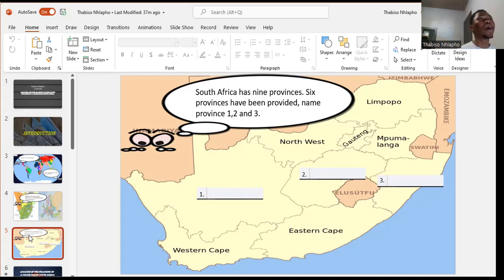Okay, Pule said, congratulations, Pule, you got it right. Pule said number 1 is Northern Cape, which is correct. Pule, do you want to try number 2? Okay, Pule said number 2 is Free State. Thank you, Pule. Pule said number 3 is KZN. We all can see that Pule is improving nowadays. Pule, I thank you for participating and I can see your progress now.